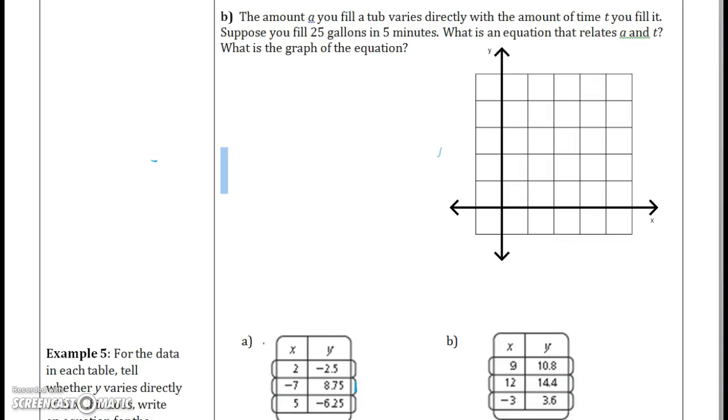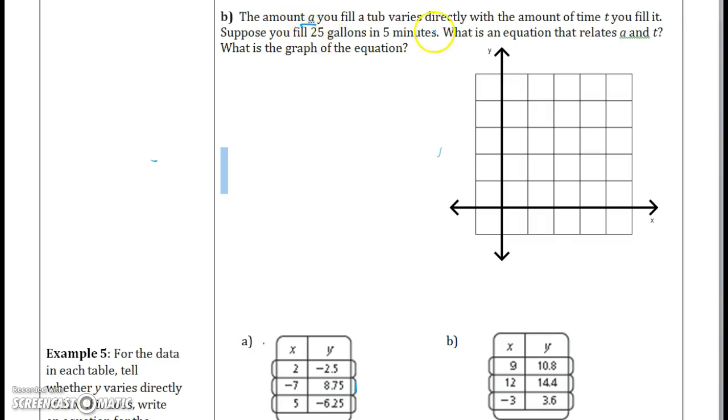Okay, we're back for part 2, letter B. The amount A you fill a tub varies directly with the amount of time T you fill it. Suppose you fill 25 gallons in 5 minutes. Let's pause for 1 minute, please, and then just check that out.